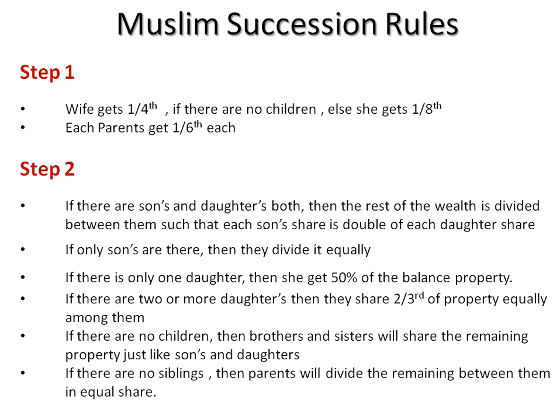And let us say that there is no sibling also. There are no children and there are no siblings. In that case, parents will divide the remaining between them in equal share. So father will get half of the property and mother will also get half of the property. So this was Muslim succession laws. Now we'll quickly see Christian succession laws. And this one is pretty simple.